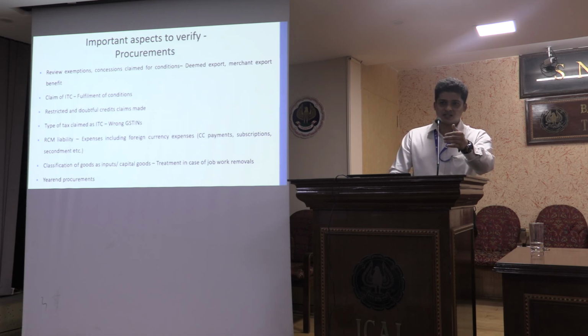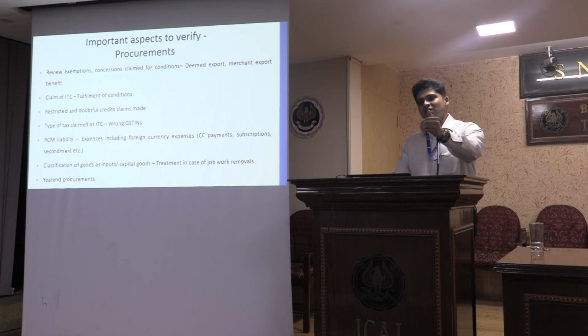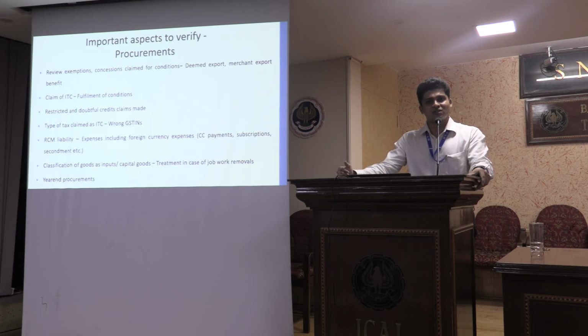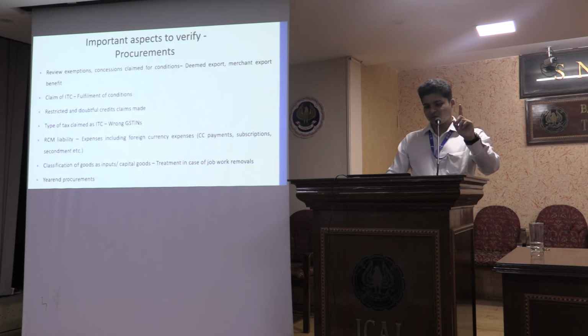Give me lorry receipt, show me your GRN register. What is your process? They wanted to understand the entire details before saying yes, your credit is genuine. Just showing invoice and 2B is not sufficient anymore. Having these additional internal processes set up to prove the transaction actually took place is also vital. Classifications of goods as input or capital goods, job work related, very important.